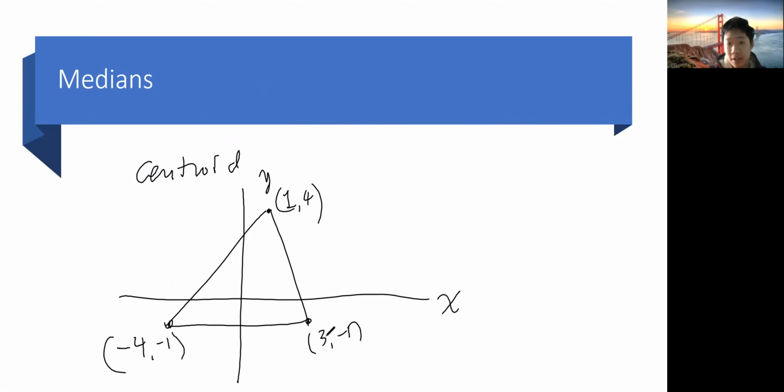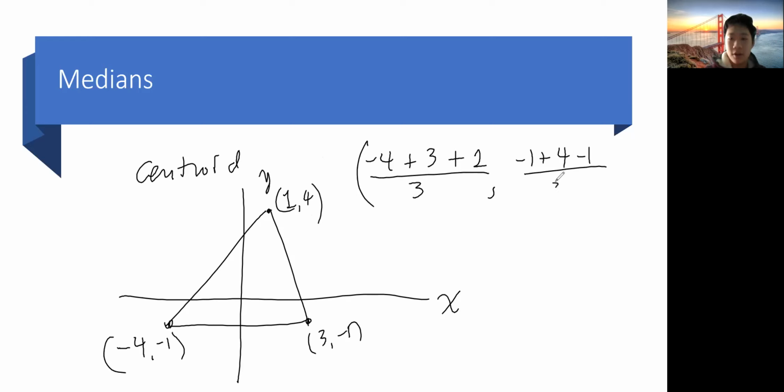We could find the centroid by taking the x and y coordinates independently. So the x coordinates are going to be -4, 3, and 1. Okay, the x coordinate of the centroid is the average of all of these. So to find the average, we add and divide by 3, right? That's the mean. That's how we find the mean. So this is the x coordinate. And the y-coordinate is going to be the average of the y-coordinates of each of the three points. So that's going to be (-1 + 4 - 1) all over 3. So these are the coordinates of the centroid. And if you were to calculate this, you would get your answer.